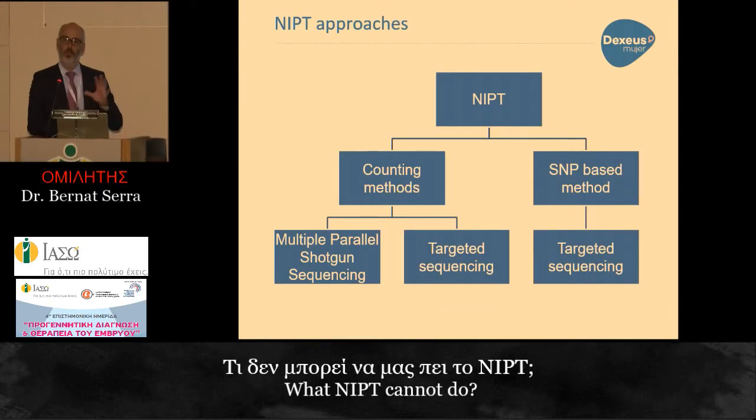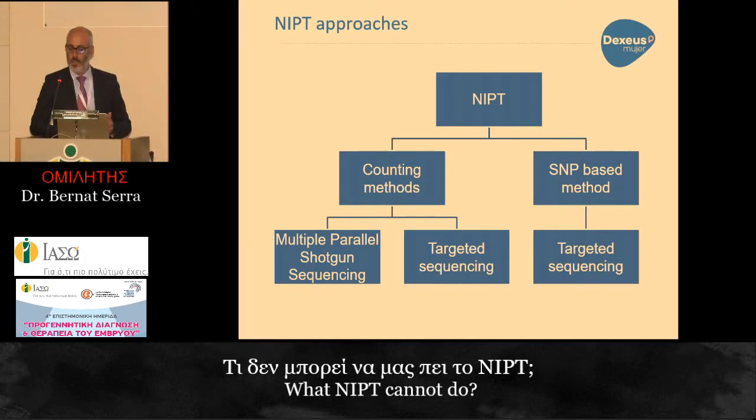And there are mainly two approaches to study this cell-free DNA. One is the single nucleotide polymorphism-based method. This method uses targeted sequencing. It only sequences specific areas of the genome, not the whole genome. And there is only one test that uses this approach, the Panorama test, commercialized by the Natera laboratory.